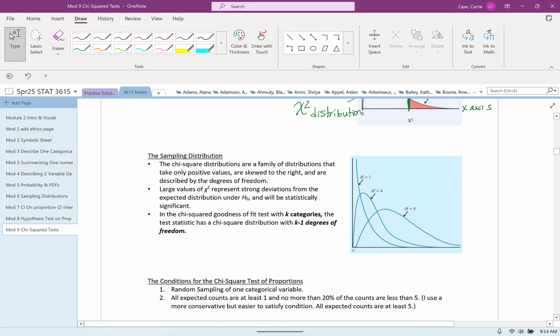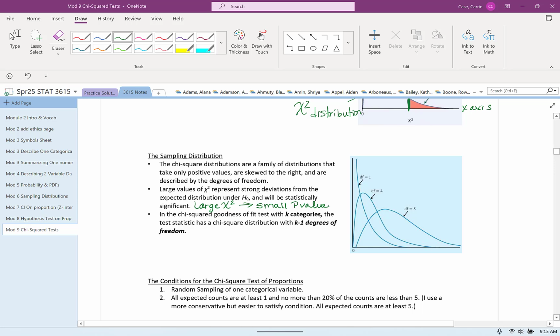The sampling distribution is a family of distributions that take on only positive values. They're always skewed to the right and are described by the degrees of freedom. Large values of chi-square represent strong deviations from the expected distribution under the null and will be statistically significant. So this is worth saying again. Large chi-squared values give us small p-values. And remember, small p-values are when we reject the null.